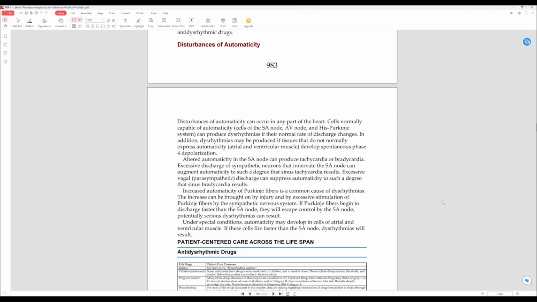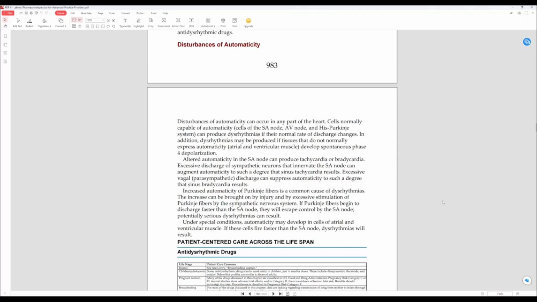So, disturbances of automaticity. Disturbances of automaticity can occur in any part of the heart. Cells normally capable of automaticity can produce dysrhythmias if their normal rate of discharge has changed. In addition, dysrhythmias can be produced if the tissues that do not normally express automaticity develop a spontaneous phase 4 depolarization.